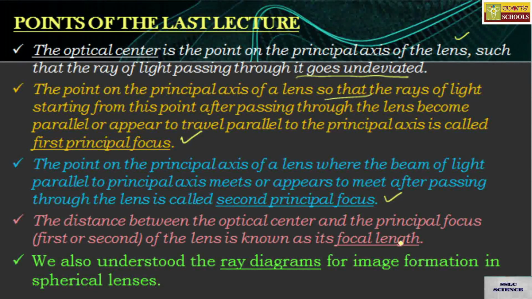We got focal length as well. That is the distance between the optical center O and the principal focus, first or second. That is known as focal length. The distance between the optical center and the principal focus is known as its focal length.